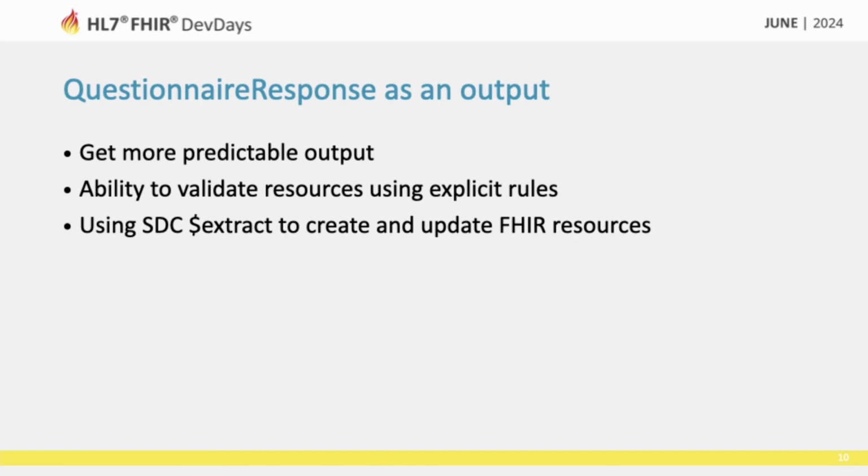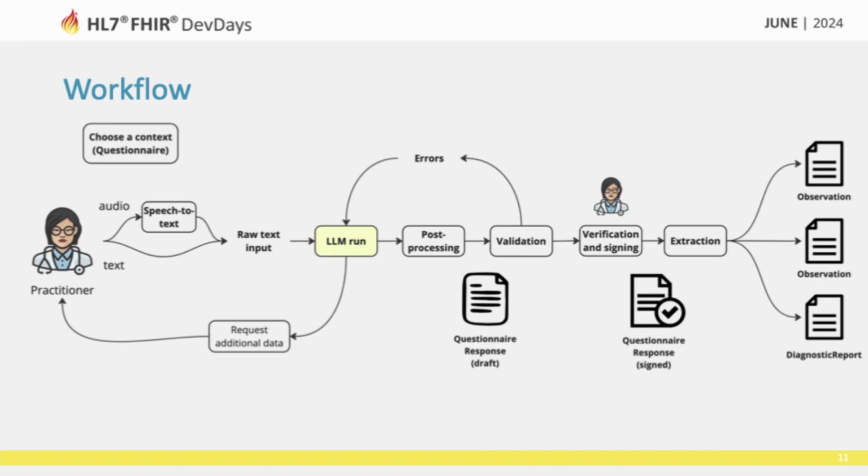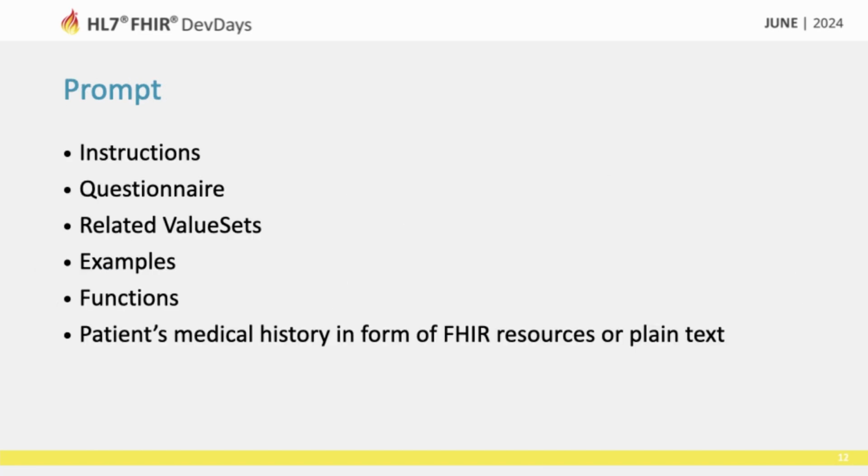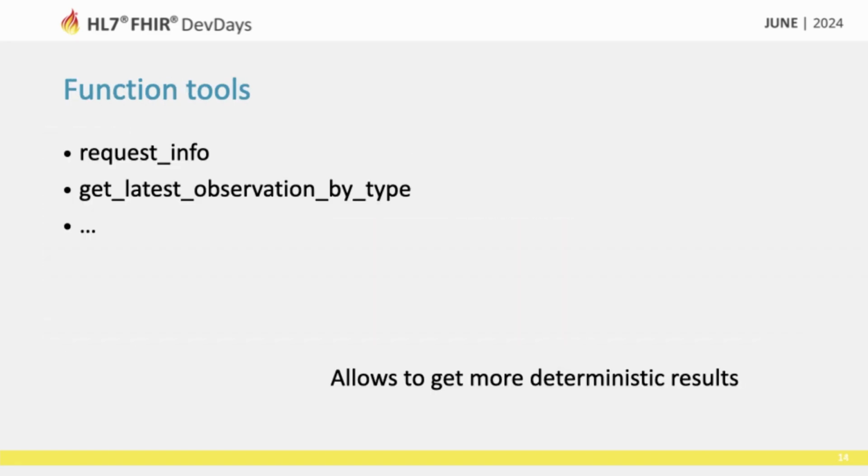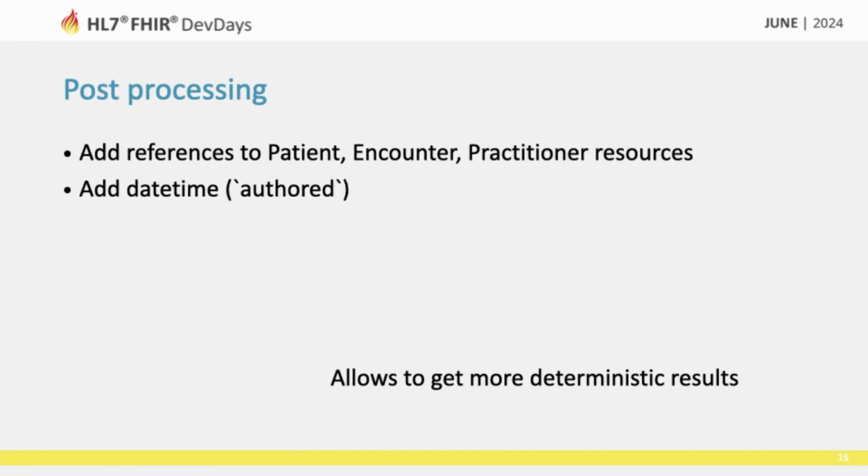We have a practitioner and we need to choose a specific context, so we choose a questionnaire we want to fill out. The input can be provided as audio or raw text. If it's audio, we convert it to raw text and pass this data to the LLM, as well as a prompt. That prompt includes instructions, the questionnaire, related value sets, examples, and some other context medical data in FHIR format or just text. Then we run the model, and in case it requires some data, it can return control to our application, and we create an additional form for the practitioner to ask specific questions that cannot be filled without additional information. If the model has enough data to generate a questionnaire response, we pass it to the post-processing phase.